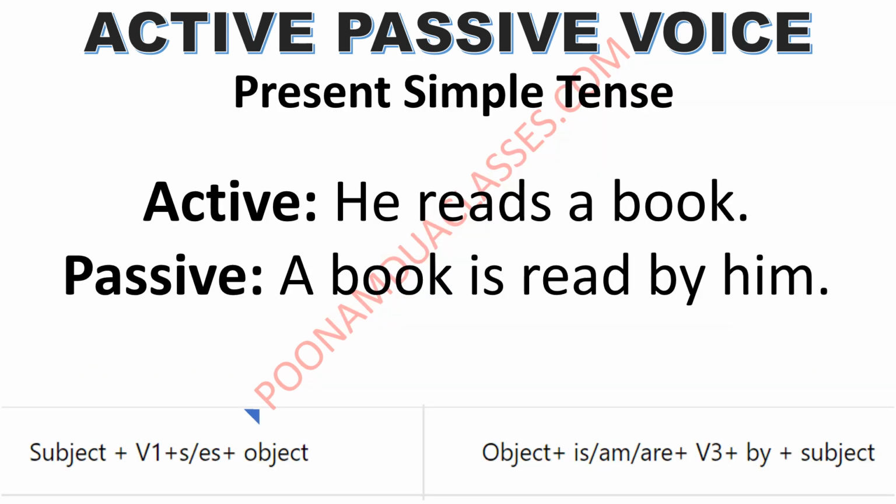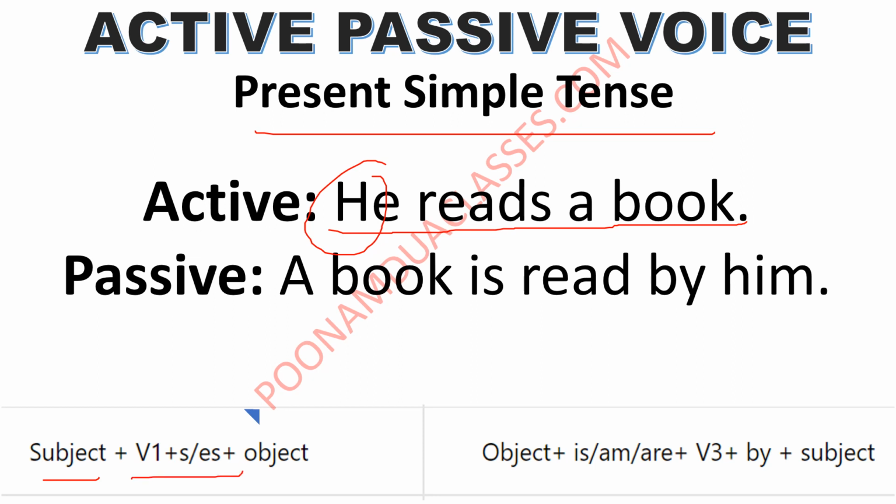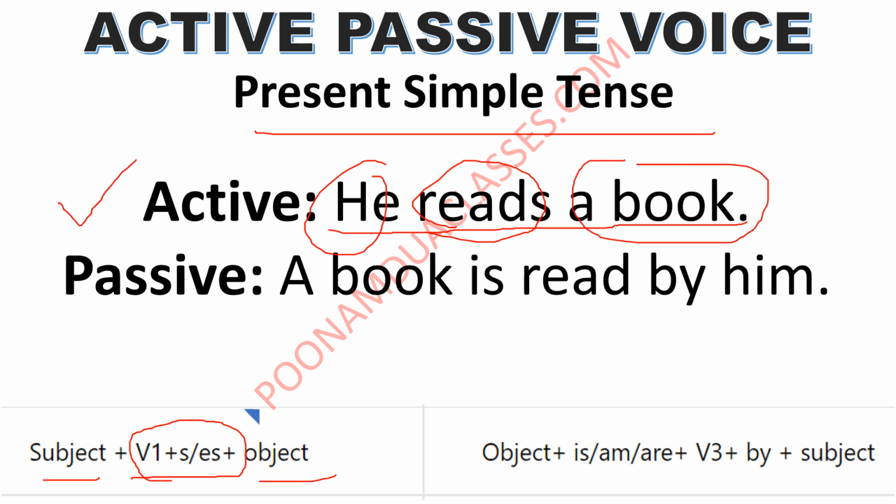Now let us understand the rules. He reads a book. This is present simple tense. Subject he, verb first form plus s or es, reads, a book, object. So this is the active sentence. He reads a book, and the passive becomes a book is read by him.